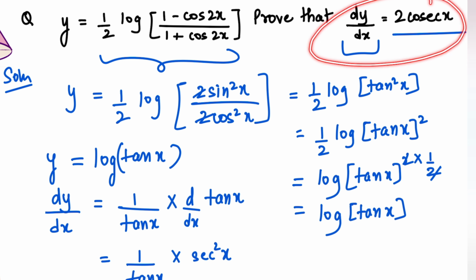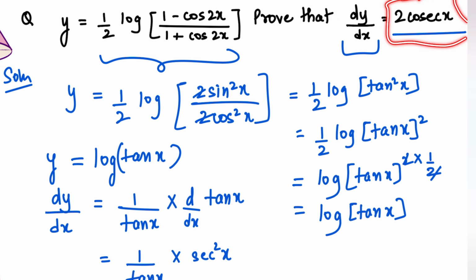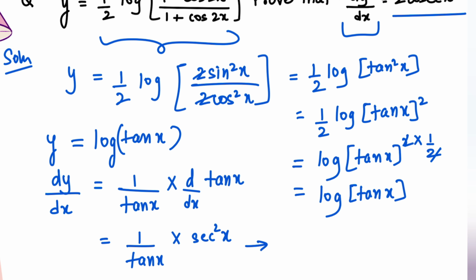Just look at the proving part. We have to prove that it is equal to 2 cosec x. See, I want cosec x. So can we simplify it here? So this will be 1 by tan x is cos x by sin x, right? Into 1 by cos square x. So cos and cos gets cancelled.